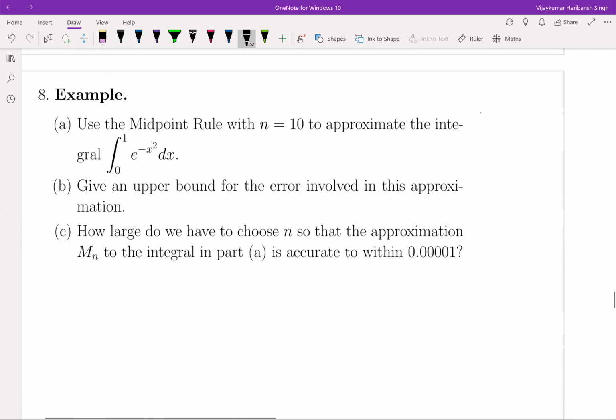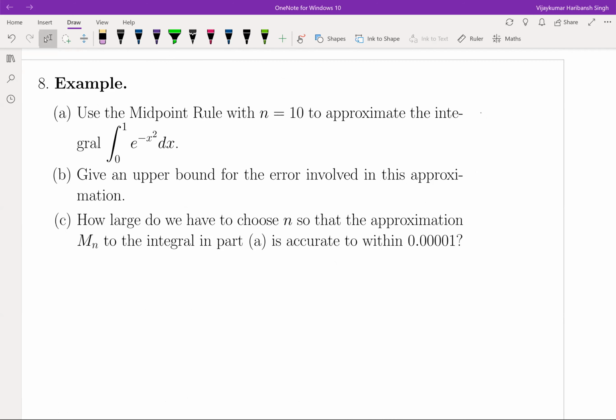Now let's look at the following example. Use the midpoint rule with n equals 10 to approximate the integral from 0 to 1 of e to the power minus x squared. Give an upper bound for the error involved in this approximation. How large do we need to choose n in M_n to approximate this integral so that it's accurate up to 0.0001?